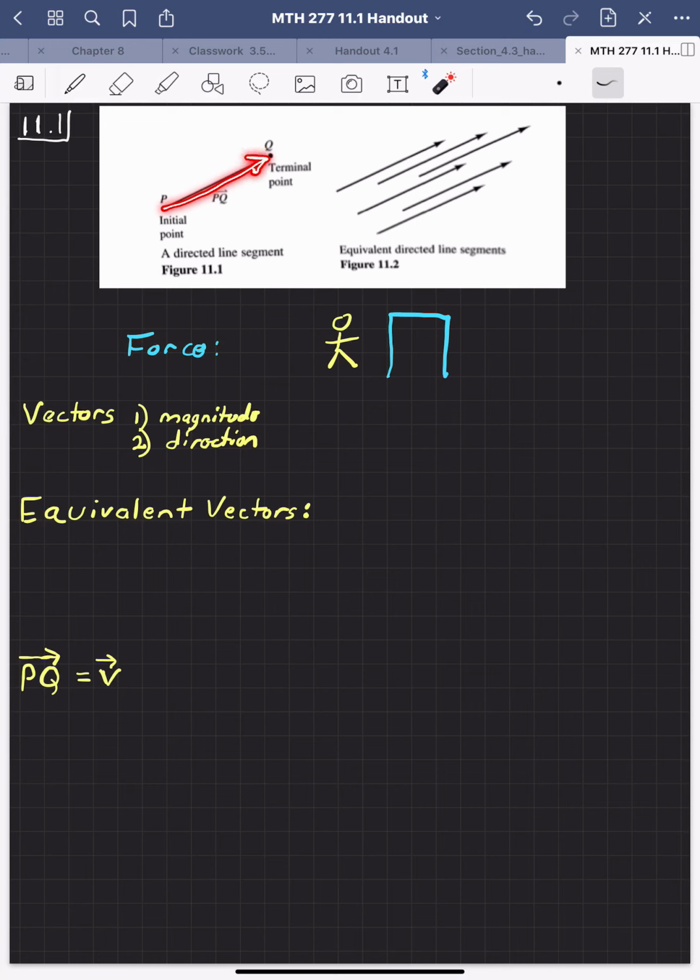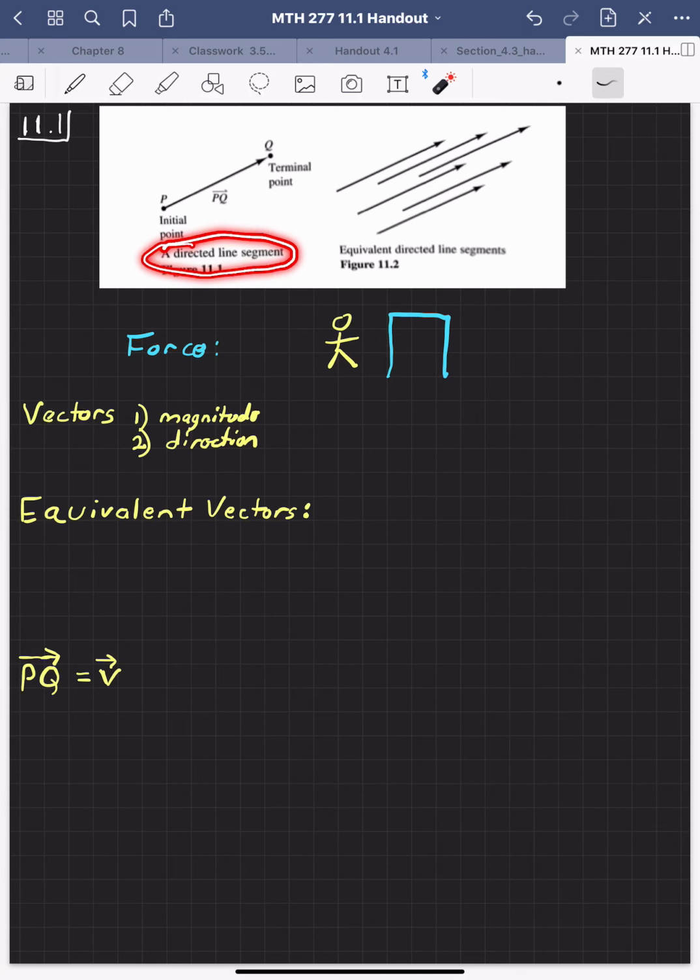not just a segment, because a segment might have the same magnitude as the segment that we're looking at, but the direction is important. We are not traveling from Q to P. We're traveling from P to Q. So we want to indicate that with some type of arrow. And now what we have is what we call a directed line segment.